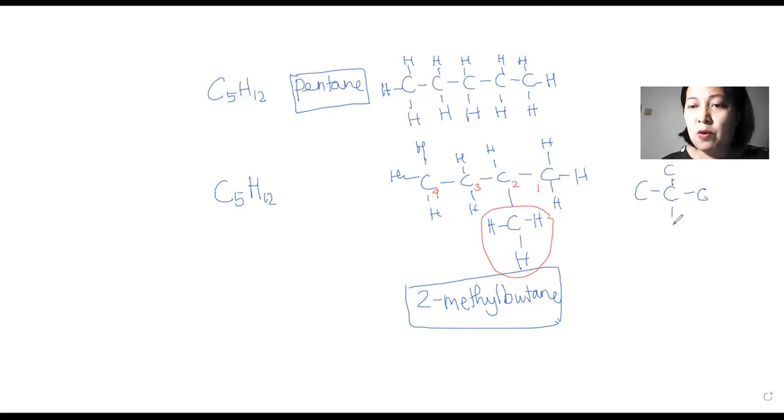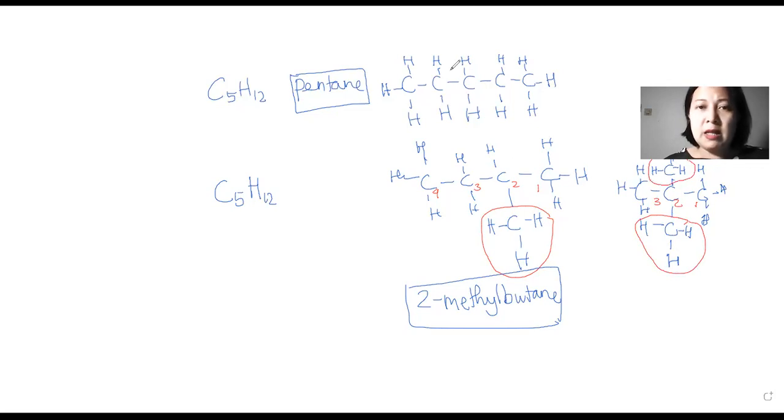When you have the carbon branches at the same carbon, you draw the hydrogen first. And we find where is the longest continuous chain. 1, 2, 3. So we number it. At carbon number 1, you have methyl, but not only 1 methyl, but 2 methyls.